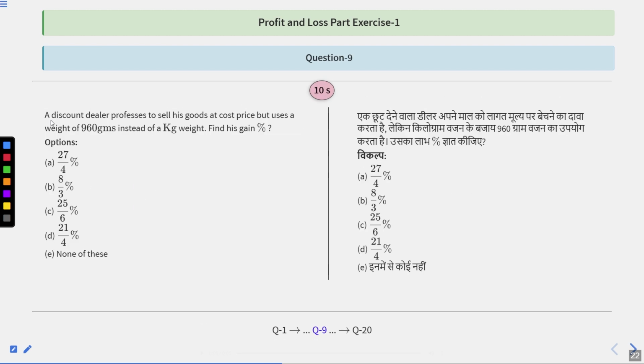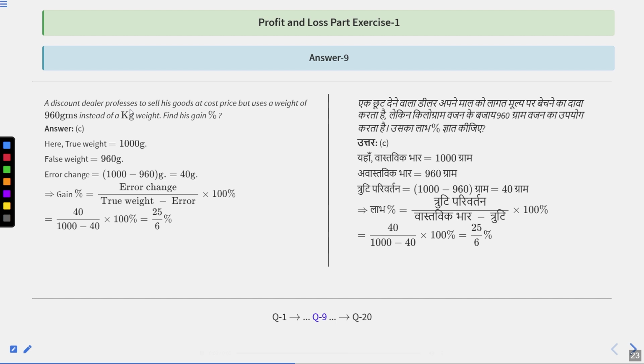Next one. A dishonest dealer professes to sell his goods at cost price but uses a weight of 960 gram instead of a kg weight. Find his gain percent. You have 5 options and 10 seconds to analyze the question. Your time starts now. Now time's up. Let's see the solution.